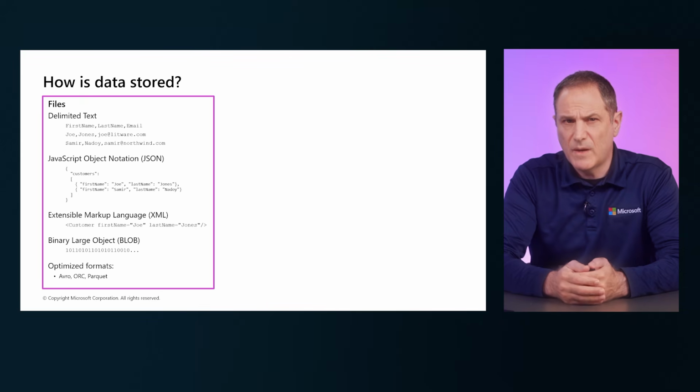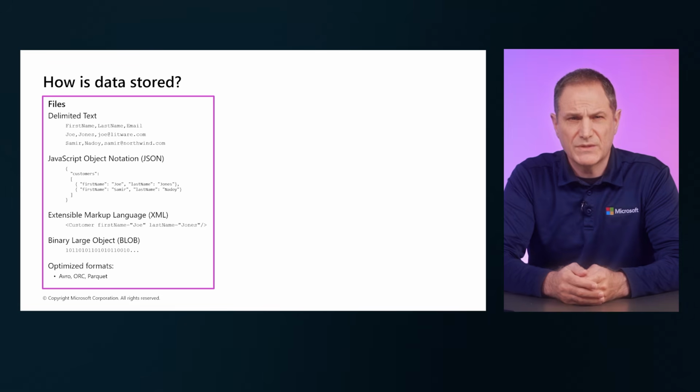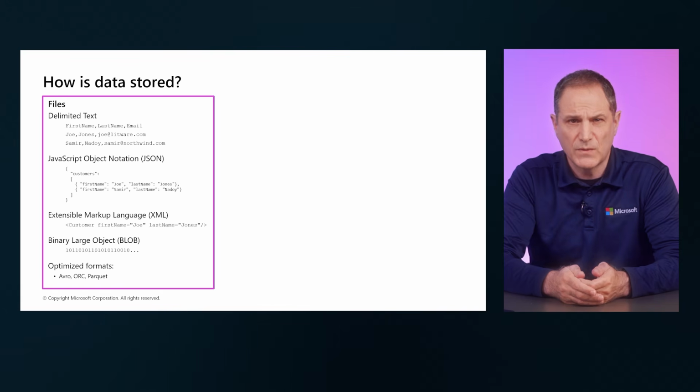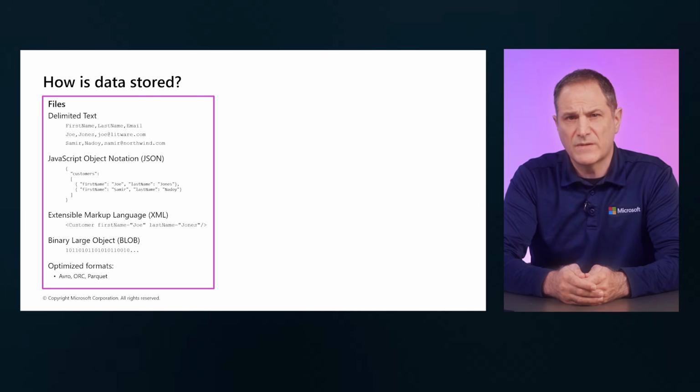And finally, we have optimized formats that were created to handle today's large-scale data workloads. Avro is one of them, a row-based format that stores a compact binary version of each record plus a small JSON header that describes the schema. Avro is efficient for storage and for transmitting data across the network.